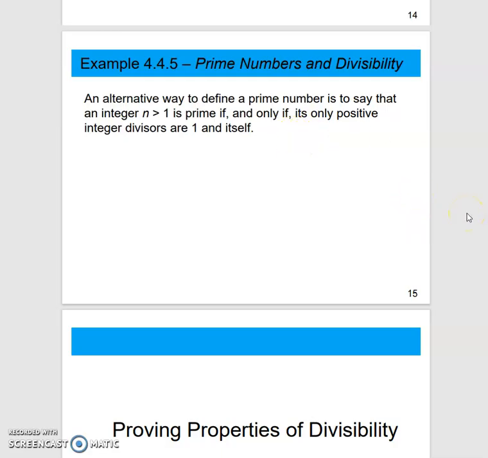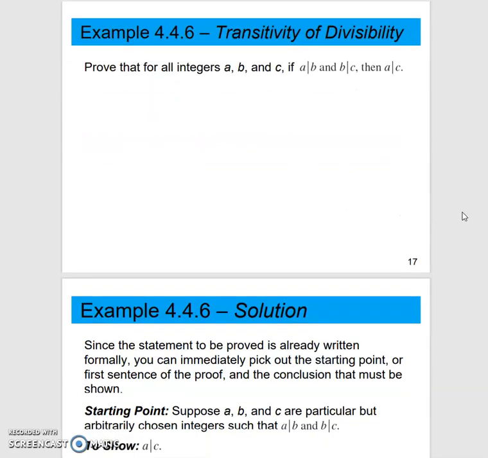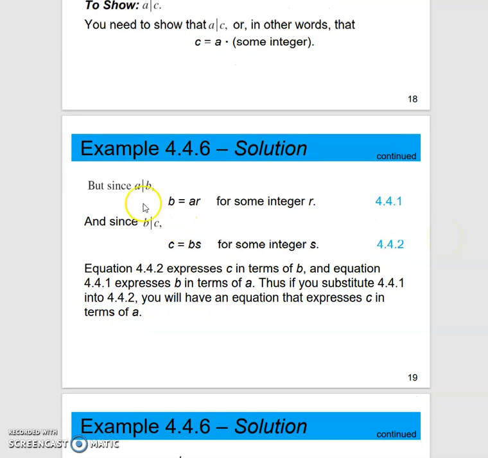All right, so we've got some properties, we've got some examples. Let's do some proving. So my first proof, I've got integers a, b, and c. If a divides b and b divides c, then a divides c. So let's start this out. Again, we want to make sure we know where we're starting. We want to make sure we know where we're going to end up. So let's start with our given. Since a divides b, I can write b equals ar. And since b divides c, I can write c equals bs, where r and s are integers.